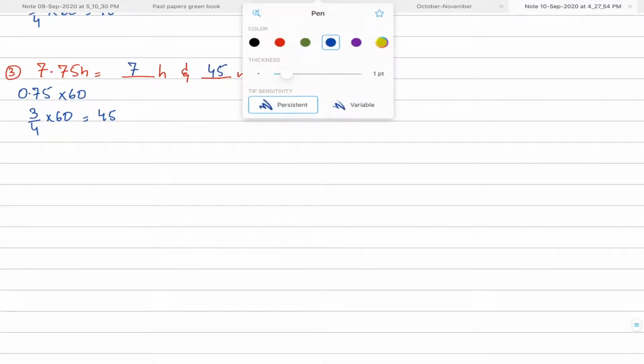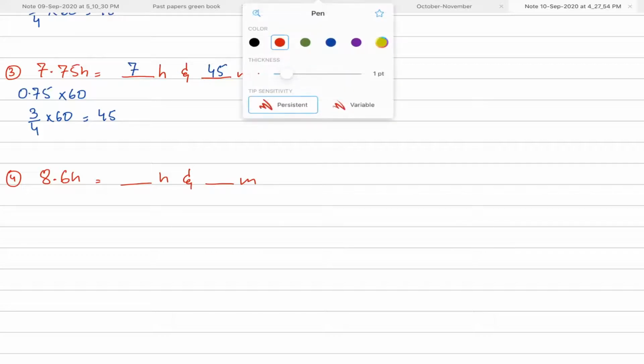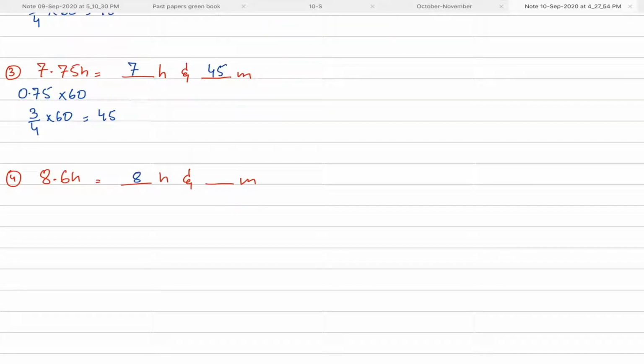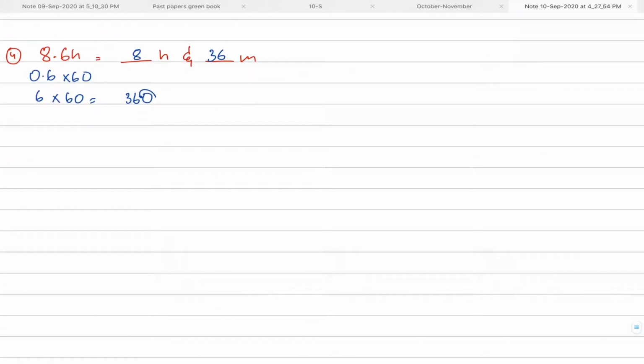Alright, what about decimal values such as 8.6 hours? What are you going to do now? So again, this is going to be 8 hours and something. There's no confusion about that. But how do you and I work out the number of minutes? Well, that's pretty simple. We're going to take 0.6 separately and multiply it by 60. So 0.6 times 60 basically means we're going to do 6 times 60 first, which is equal to 360, and then we're going to move the decimal one place back, which is going to give us 36. So this is how you can convert time from decimals to hours and minutes separately.